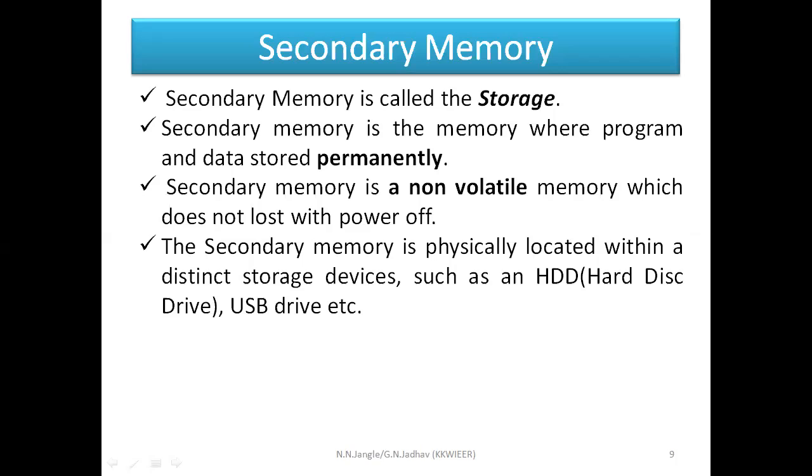Secondary memory is called what storage. Secondary memory is the memory where programs and data are stored permanently. That data can be stored permanently in secondary memory. Secondary memory is a non-volatile memory which is not lost with loss of power.